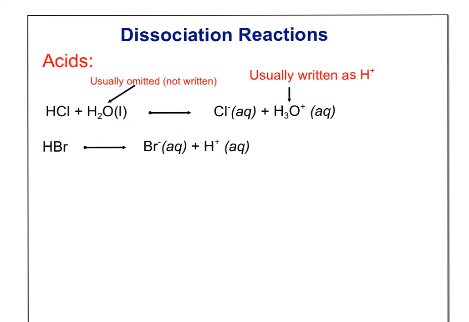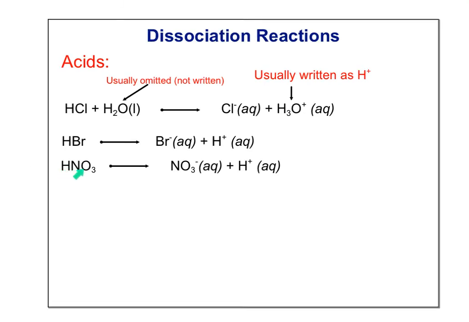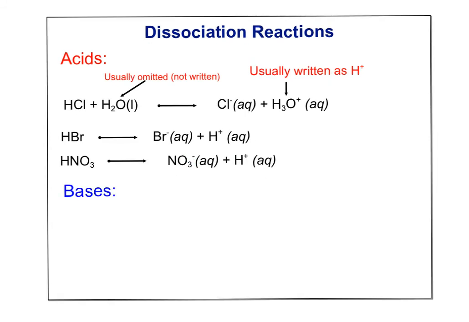So here's another example. HBr will break down into Br minus and H plus, both aqueous. HNO3 will break down into H plus and NO3 minus, both aqueous. So those are dissociation reactions. Super easy, right? We're just breaking apart because we know strong acids, when we put them in water, split up into their ions. What about bases? What do those look like?